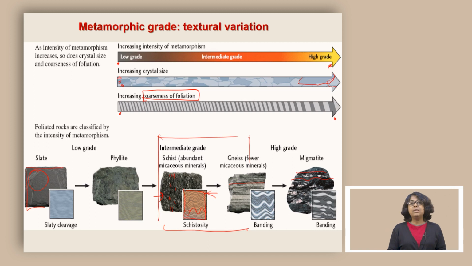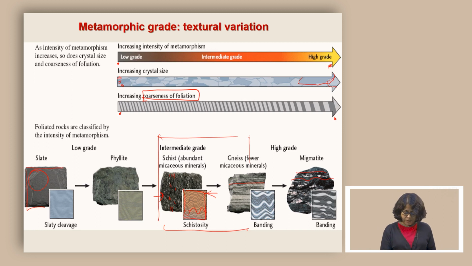So, an increase in the coarseness of the foliation and an increase in the size of the crystals are all indicative of increasing metamorphic grade, or in other words, we can be confident that the intensity of the metamorphism is increasing.